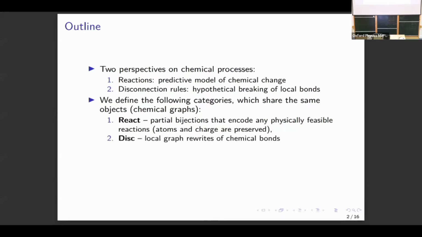And number 2 is the disconnection rules. We call the category Disc, and these are disconnection rules, but really, as you're going to see, it's bidirectional. So for every disconnection rule, there is a backwards connection rule that undoes it.